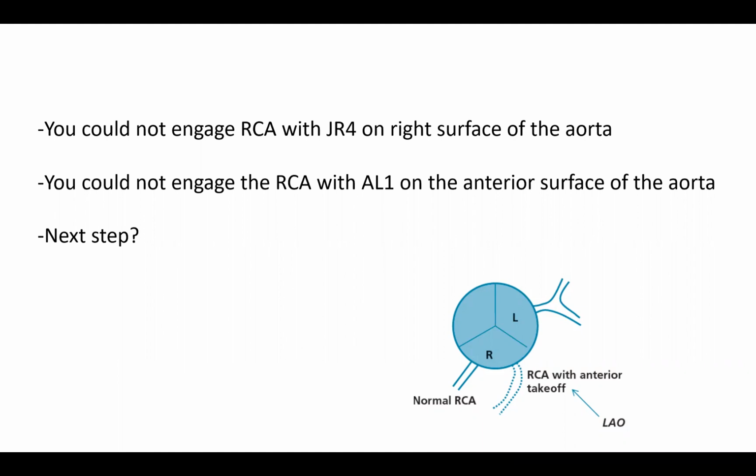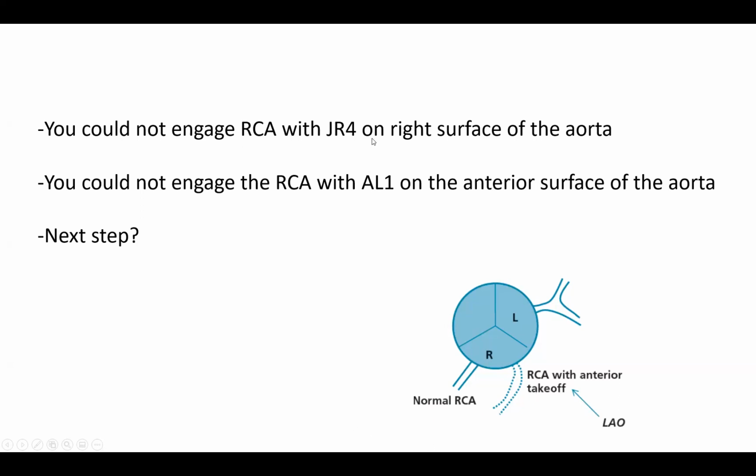I will move on to describe another idea. This one is less common, but you need to know it. So we try to engage the right coronary artery with the Judkins right 4, looking to the right surface of the aorta, with no success. We try to engage the RCA with the Amplatz left 1, looking to the anterior surface of the aorta using RAO view, with no success.